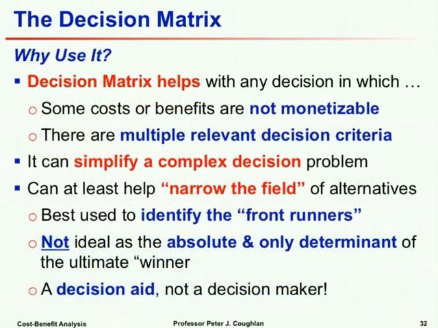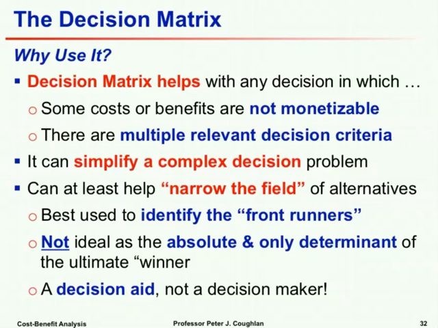So why do you use it? Well, we haven't talked about it so far in the course, so it's not always necessary to do something like this, but it does help when some costs and benefits are not monetizable and there are multiple relevant decision criteria. So instead of a single dimensional criterion such as net benefit, there are multiple criteria, and some of those are not monetizable. And it basically makes it simple.